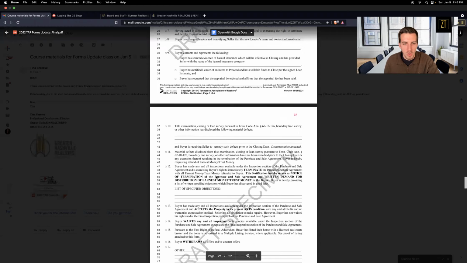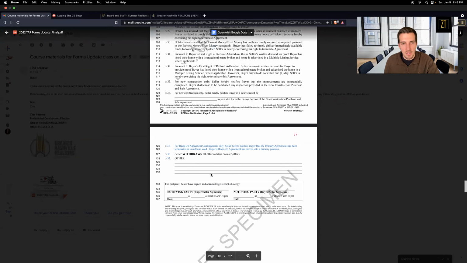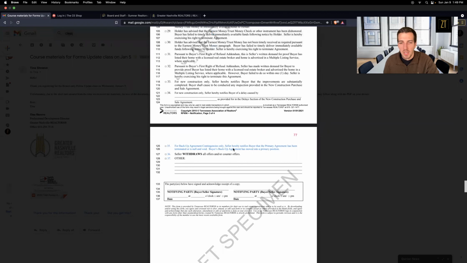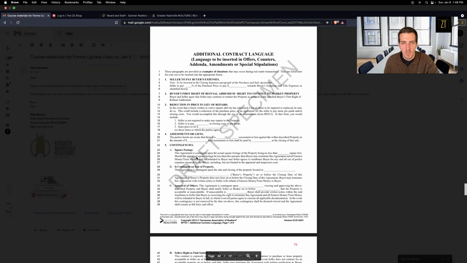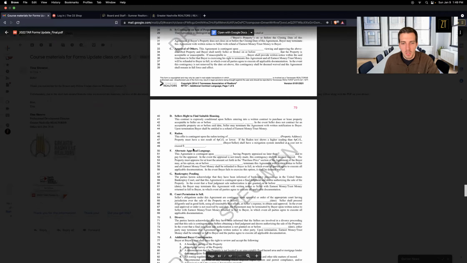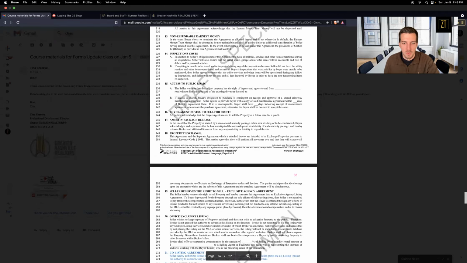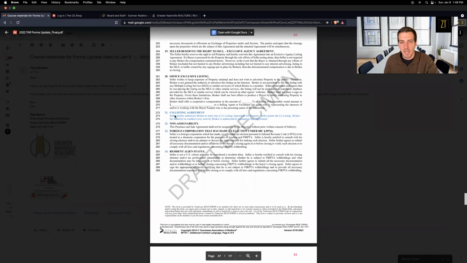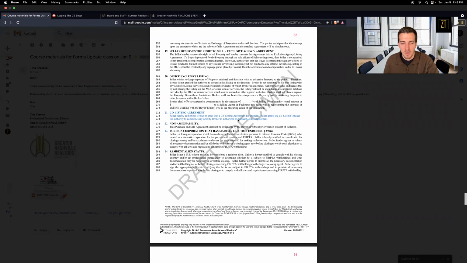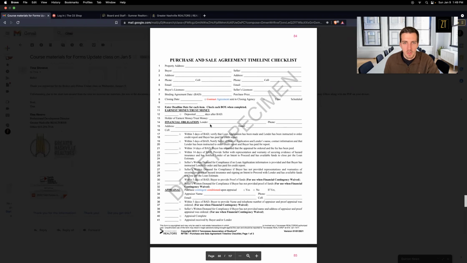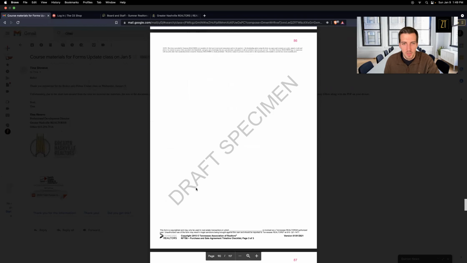Our notification form, which we love, at the very end, they added a checkbox for backup agreement contingencies only. Seller hereby notifies buyer that the primary agreement has been terminated or is null and void. Buyer's backup agreement has moved into primary position. So that's now on the notification form. Additional contract language. Let's see, they added that co-listing agreement is now here. Clerical updates on this form.